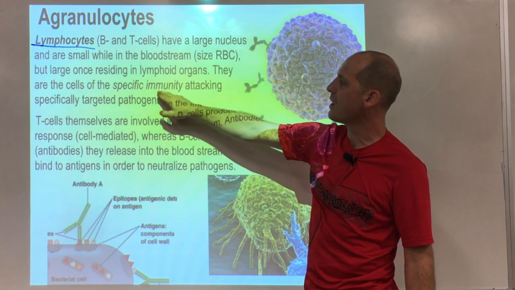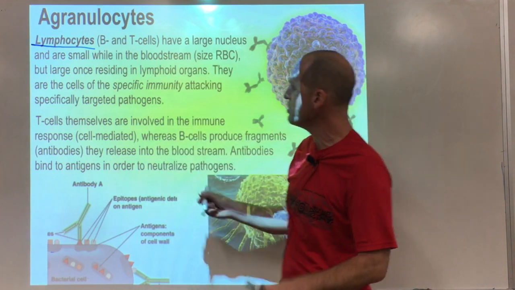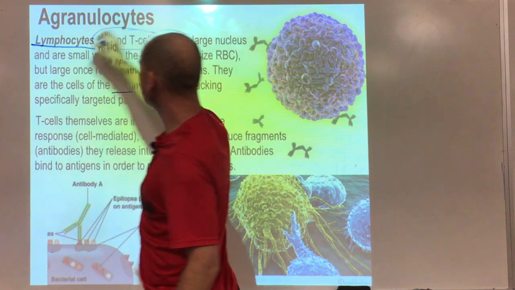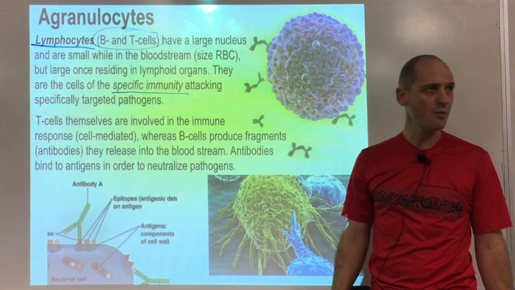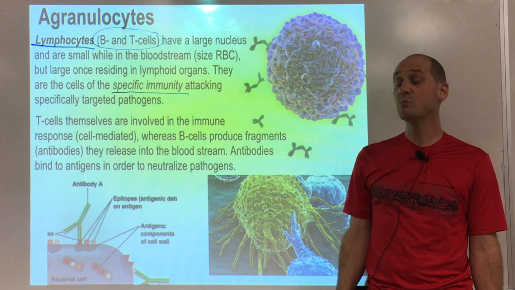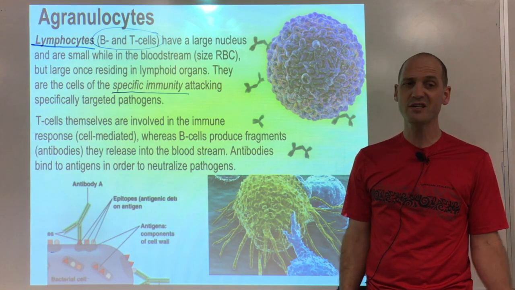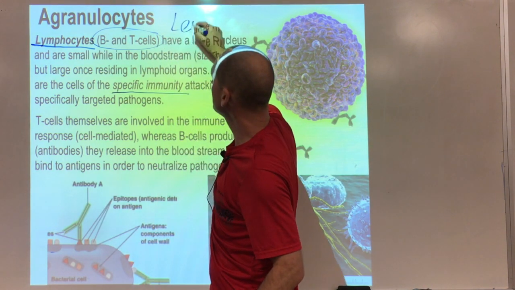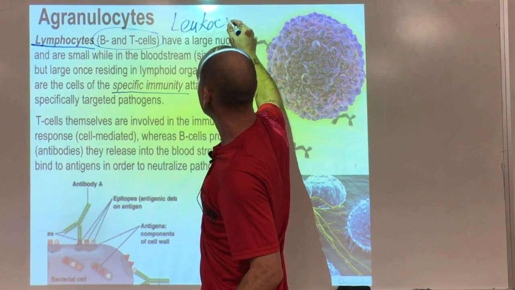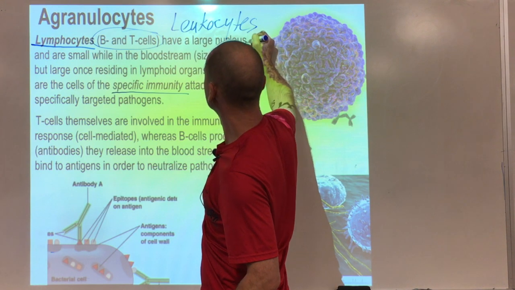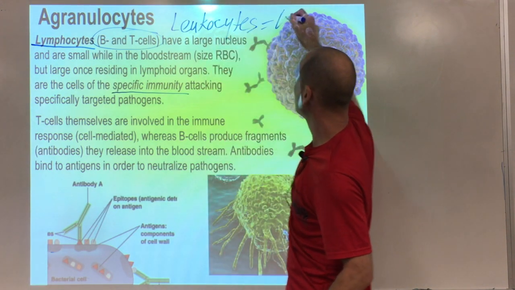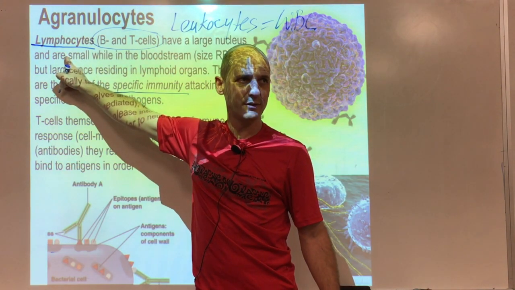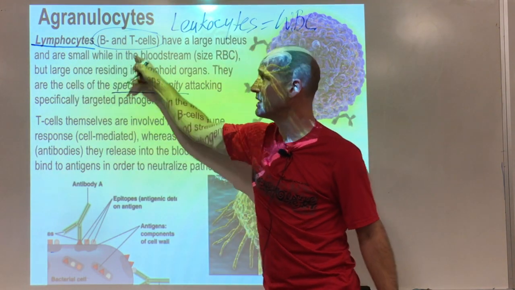They are the cells of the specific immunity. They are B cells and T cells. You've probably heard those terms more. What's important here with the terminology is you've got to differentiate between leukocytes, oops, that's white blood cell, and lymphocyte, and that's B cells and T cells.